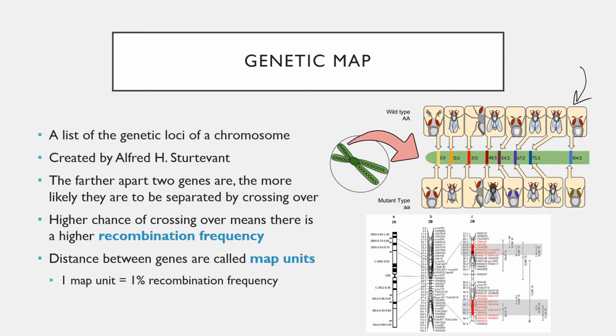So if you have a higher chance of crossing over between two genes, we call that a higher recombination frequency. We're increasing diversity, creating a recombination because we're separating genes from each other. And he said that the distance between different loci on his maps were called map units. And one map unit corresponds to 1% of a recombination frequency. So you can actually then calculate the probability or percentage of two genes being separated by crossing over.